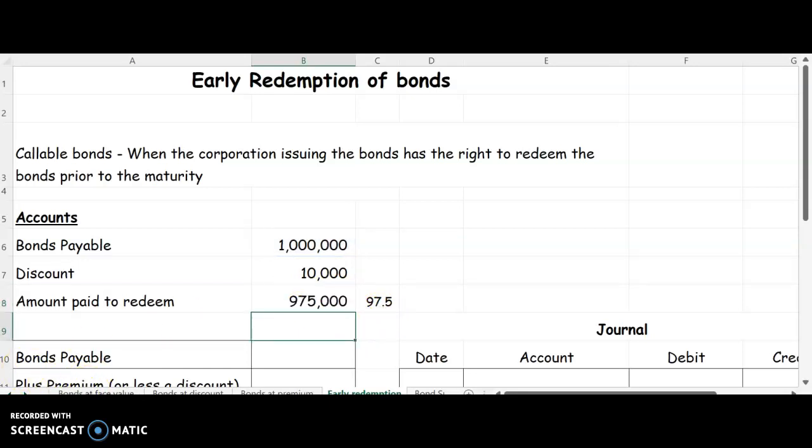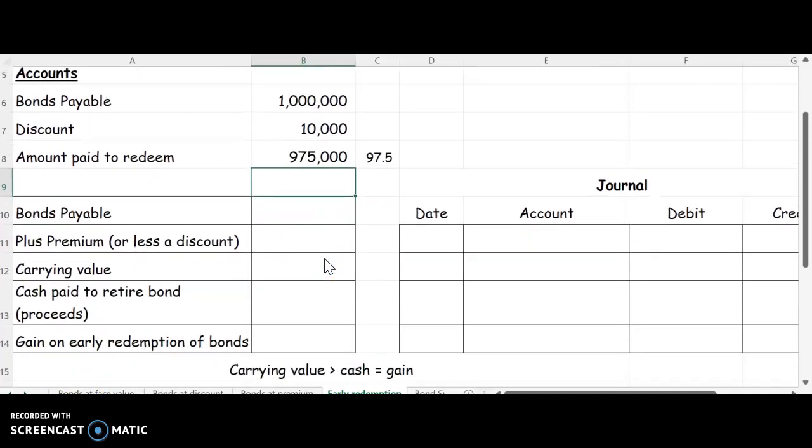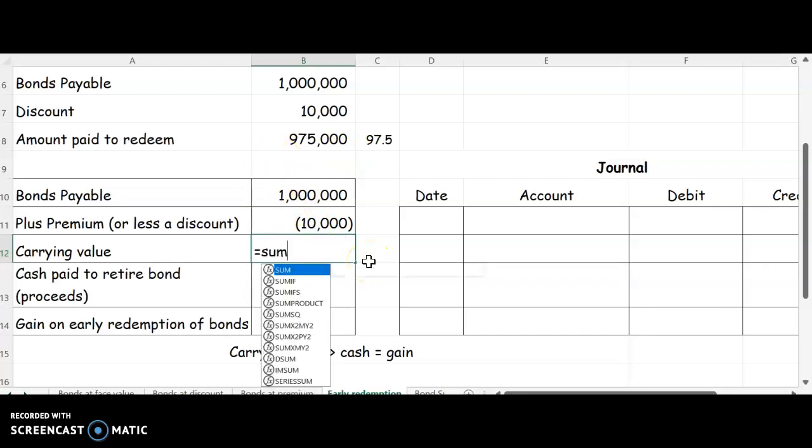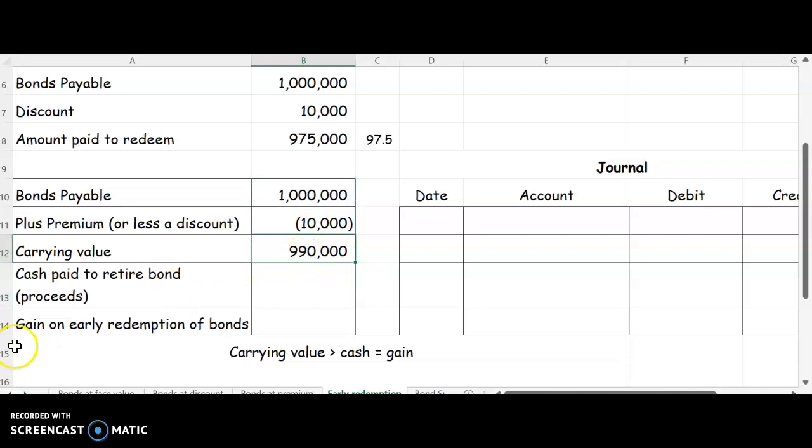So to calculate the gain or loss from the early redemption of bonds, we're going to put our information into this table. So you will want to memorize this table. So first we have bonds payable, which is $1 million. And then it's going to be either plus a premium or less a discount. So our discount is $10,000. Since it is a discount, I'm going to put it in as a minus. And we already know that our carrying value is our bonds payable plus our premium or less our discount. And so that would be a net of these two numbers here, 1 million minus 10,000. So our carrying value is 990,000.